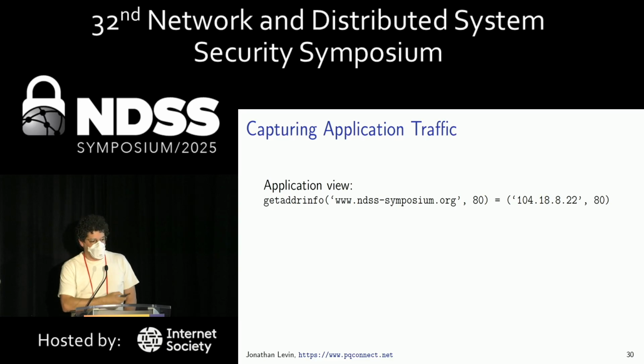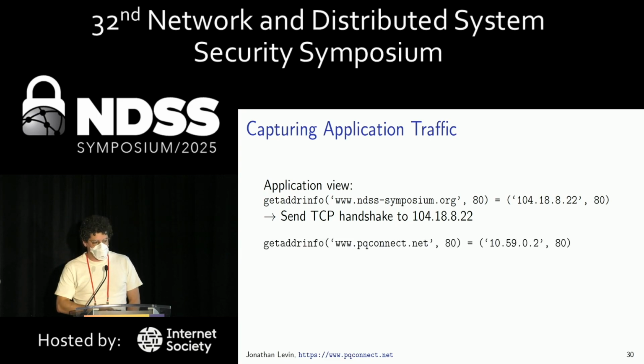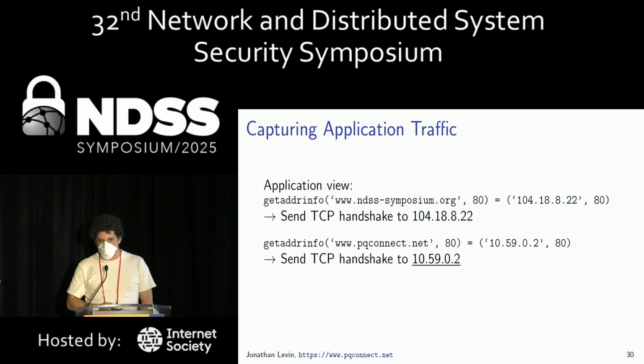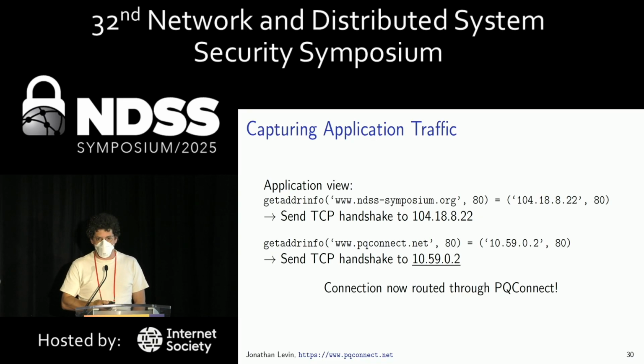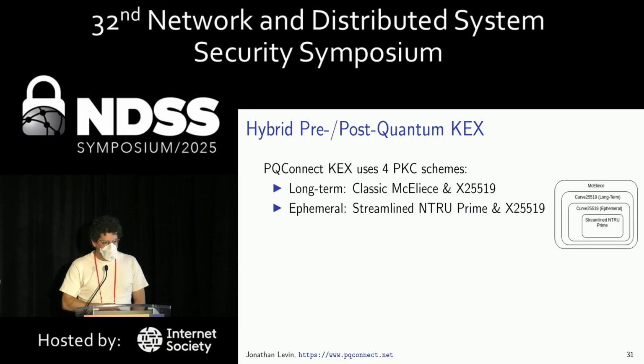So, for example, if your application calls some C library function getaddrinfo on ndss-symposium.org, it will get the real IP address and it'll establish a TCP handshake to that address. But if you do it for pqconnect.net, you'll get this other address, which is local, and it'll send a TCP handshake to the local address.